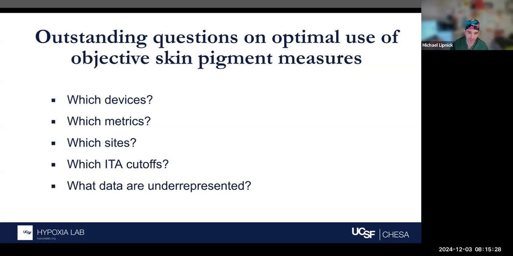So with all that, a lot of the questions that came up were, what colorimeters could be used? Which metrics should we be using? Which cutoffs should we be using if we're using ITA? Which sites should we be measuring at? Are there additional data that are needed? And so we've been trying to chip away at several of these questions, and we'll try and share some of that data over the next 25 minutes or so, and then have some discussion.